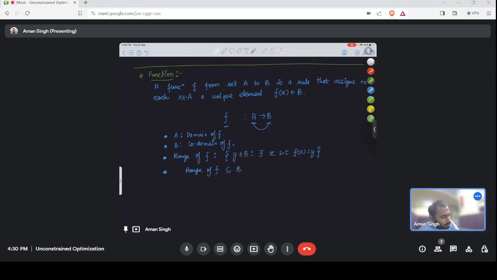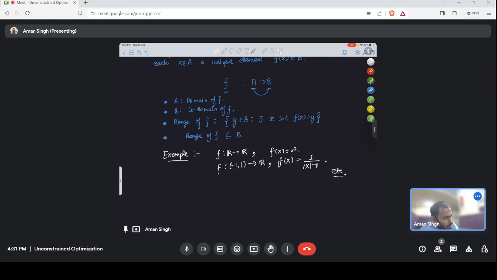I'll give you very basic examples here. I think you already know what a function is, so I'll not go deeper into it. But f(x) is equal to x square, and you can also write it on -1 to 1. Or f is equal to 1 upon mod x minus 1, etc. There can be various different examples of functions.